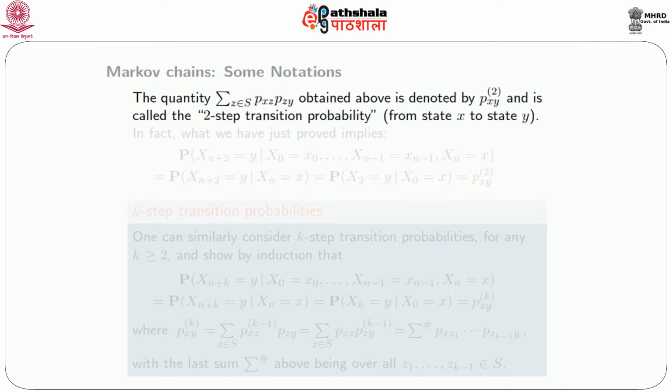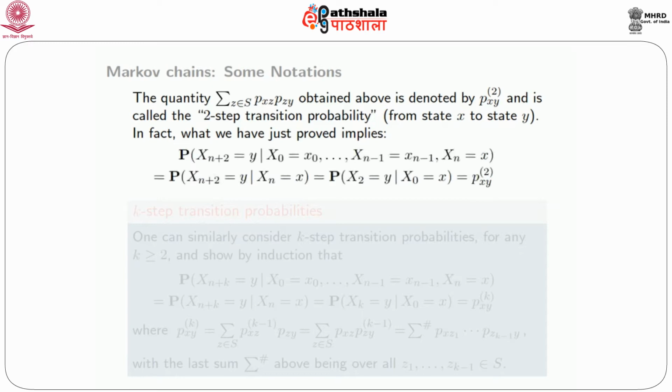Now remember what we have just proved, namely this fact. We started with the conditional probability that Xn plus 2 equals y given the entire history up to n, but at the end the expression that we got, if you look at it closely, is Pxz times Pzy summed over z in S, which means ultimately it depends only on x and y and not even on n. So that is what is captured in this last equality. So what we have proved actually gives us this: the time homogeneous Markov property is retained even when we consider two-step transitions.